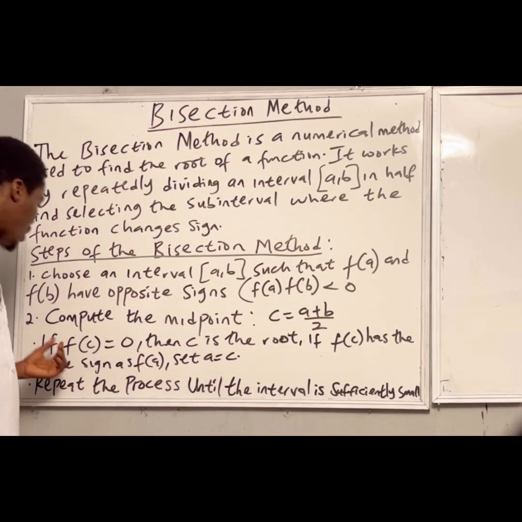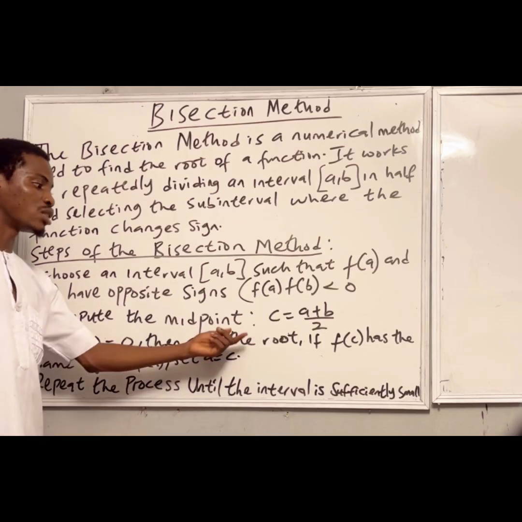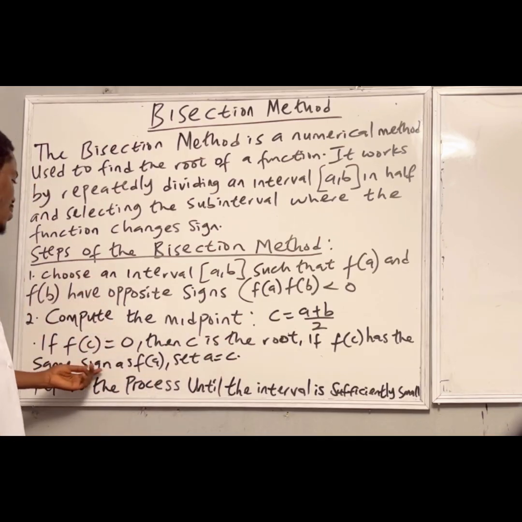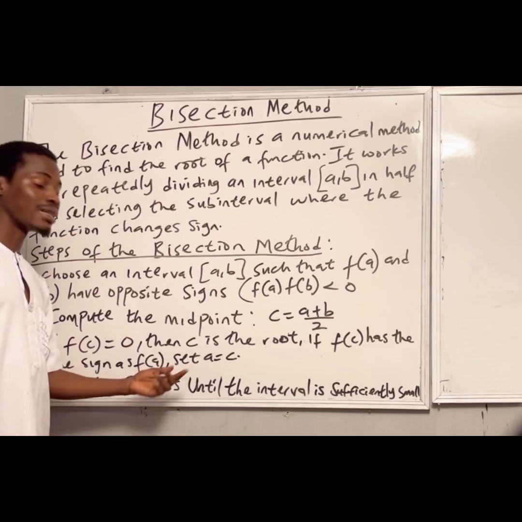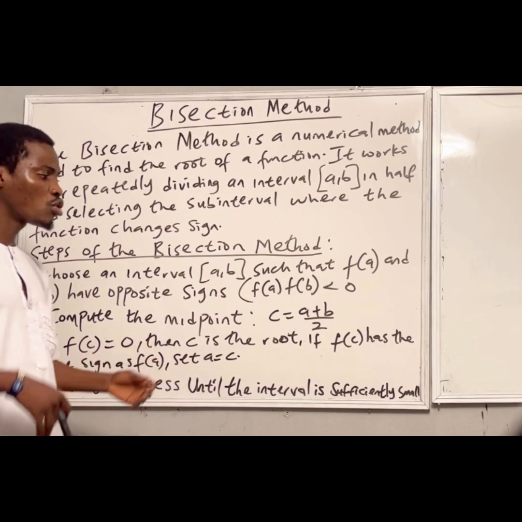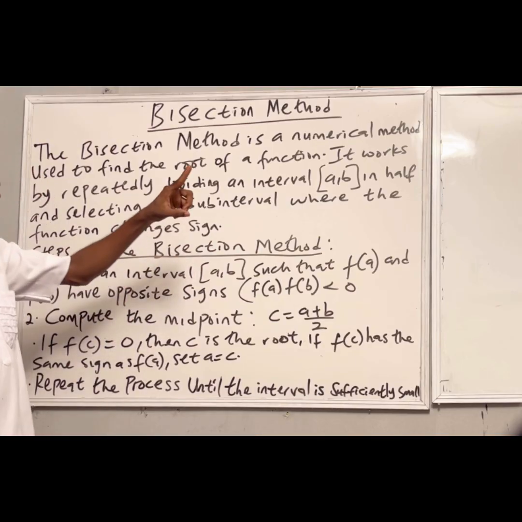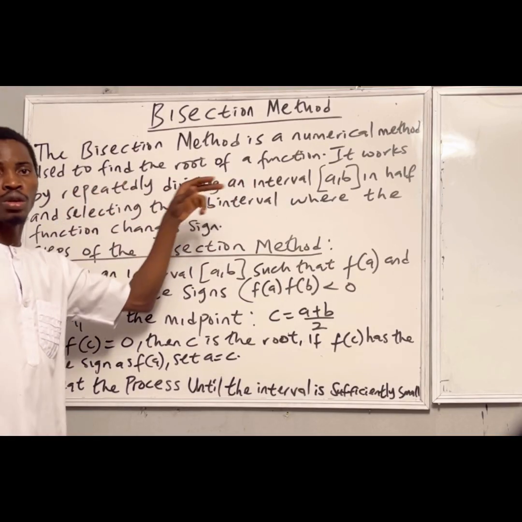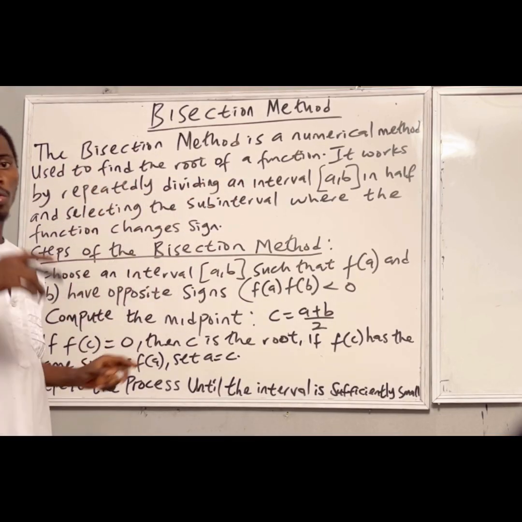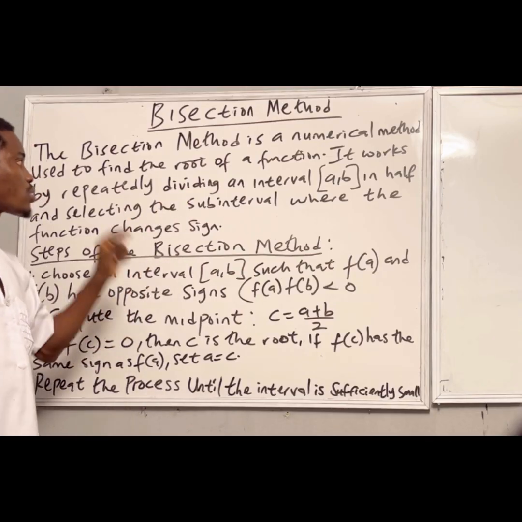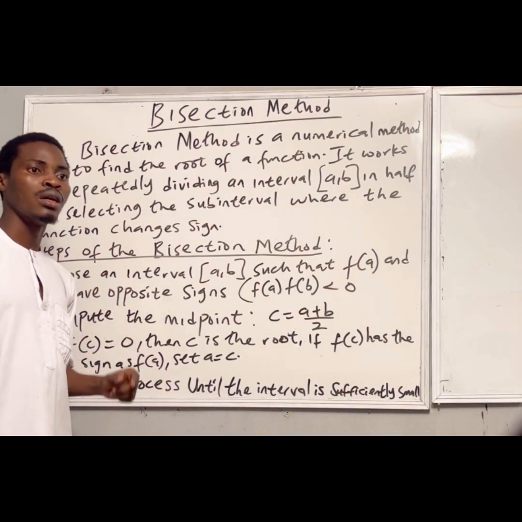Next, if f of c is equal to 0, then c is the root. If f of c has the same sign as f of a, then a is equal to c. Remember that the bisection method is a numerical method used to find the root of the function. That is our root.